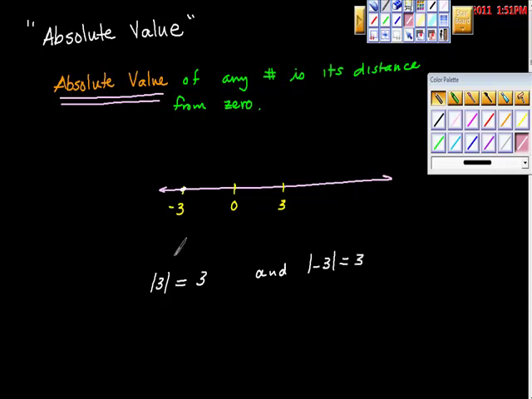Because remembering that the absolute value question right here is asking us, how far is 3 from 0? Well, 3 is 3 units from 0. This question that's being asked here is, how far is -3 from 0? And it's also 3 units. The next thing that's really, really important, we're going to sum this up in just a second.